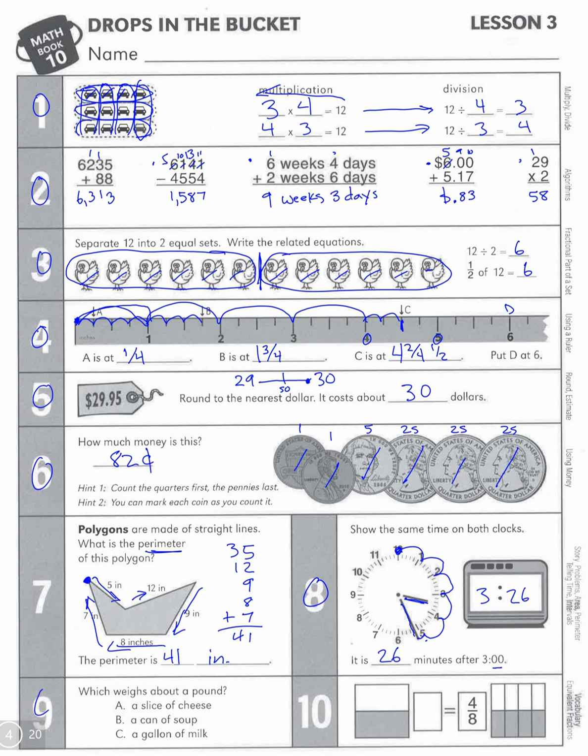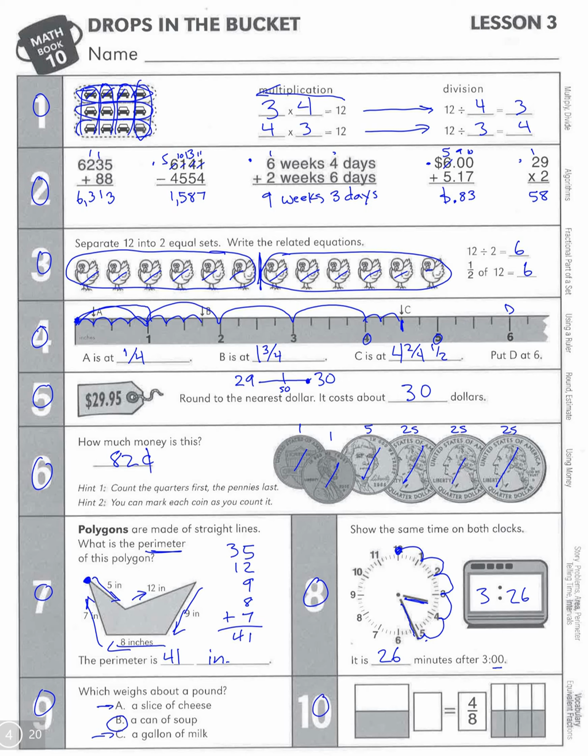All right, number 9. I forgot to circle number 7. Number 9, which weighs about a pound? So we've already talked about this. Remember, a slice of cheese, that was about an ounce. We had that before. And this is just like number 1, isn't it? A gallon of milk is a little bit more than 8 pounds. So this is a can of soup. A can of soup is about a pound.